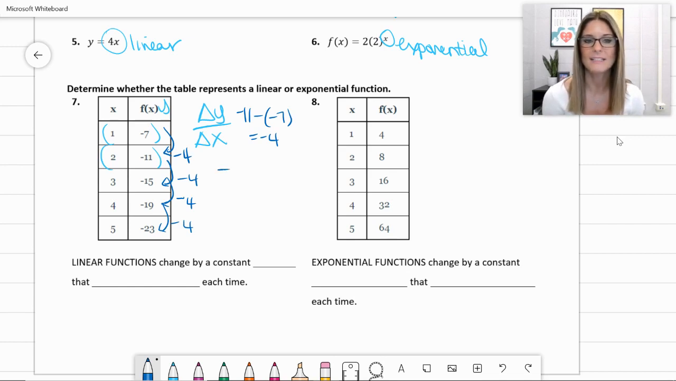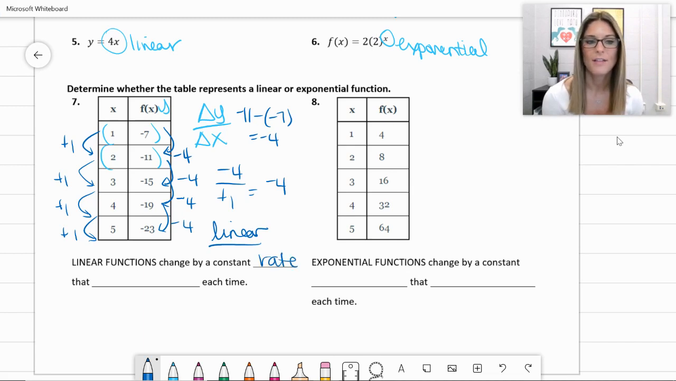So our change in y is -4 over, how's our x changing? Adding 1 each time? Sure looks like it. Adding 1 each time here on our x values. So this has a rate of change of -4. Now this is constant, and it is by adding or subtracting each time the same value. So this is a linear function. Linear functions change by a constant rate that adds or subtracts each time.